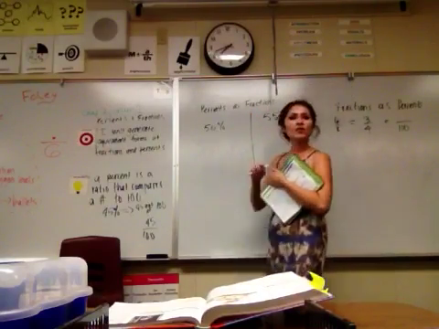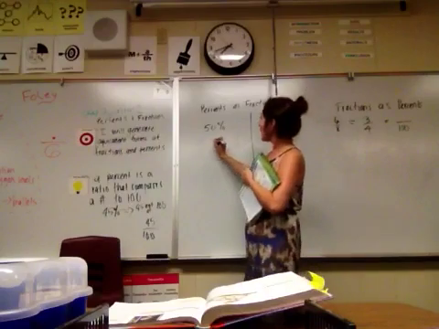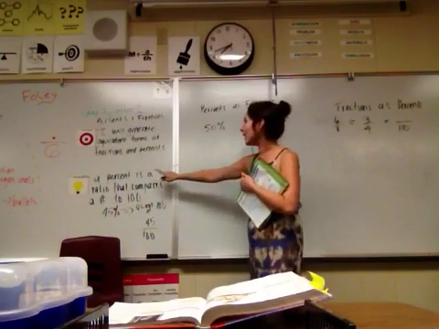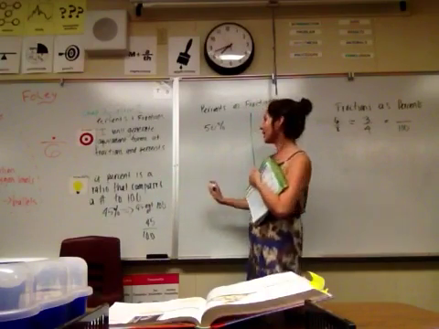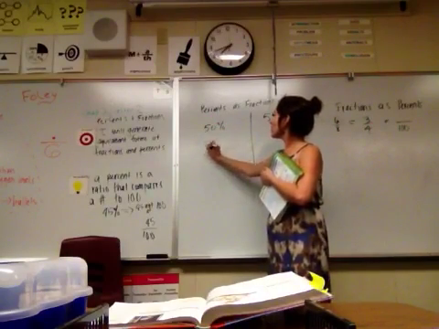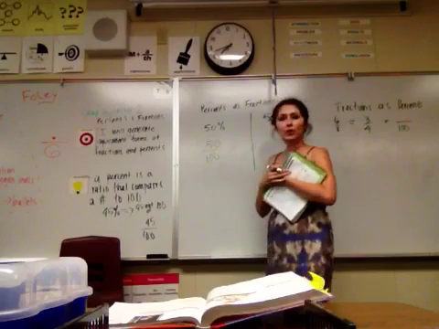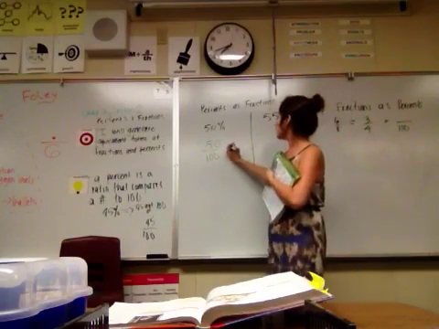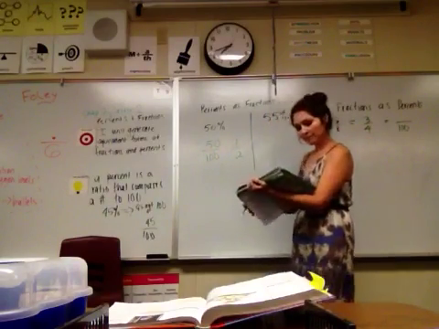So let's say we start with 50%. We're going to put that over 100 because, again, a percent is a ratio that compares a number to 100. So we're going to put 50 over 100, and we're going to go ahead and simplify. That would give you a half.